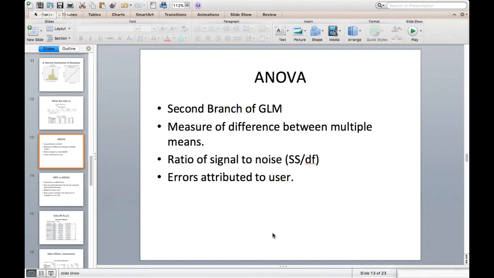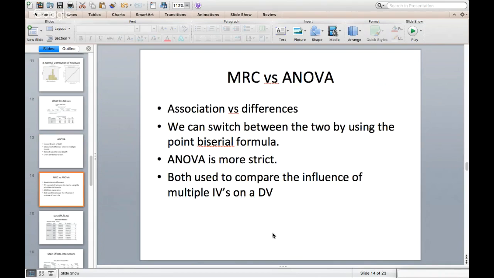So next we're going to go to ANOVA, which is the second branch of the general linear model. It's measuring the difference between means. It's basically just a ratio of signal to noise, sum of squares over degrees of freedom. But in this one, the error is attributed to the user because ANOVA is classy. MRC is association, ANOVA is differences. But it's neat because we can switch between the two with statistical computations using the point-biserial formula.